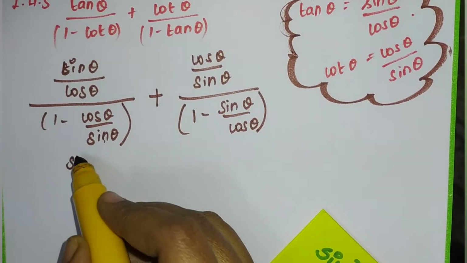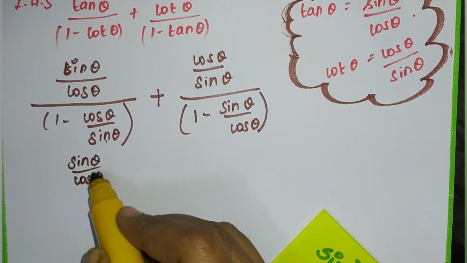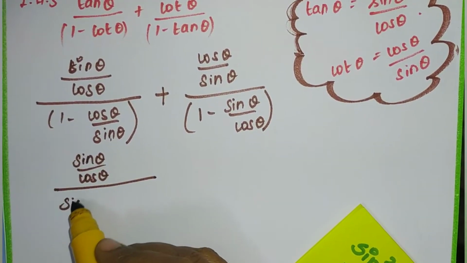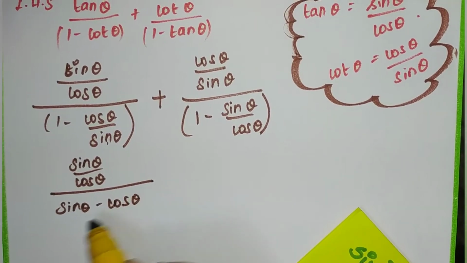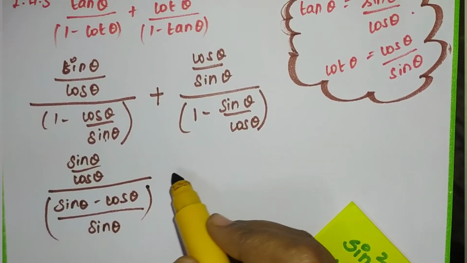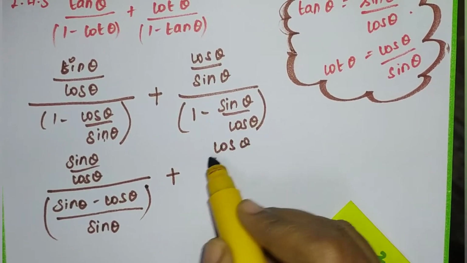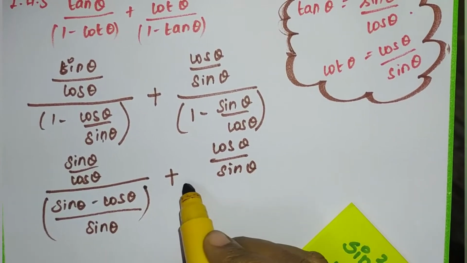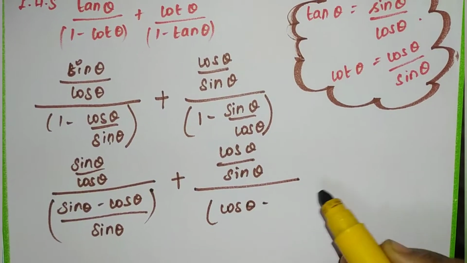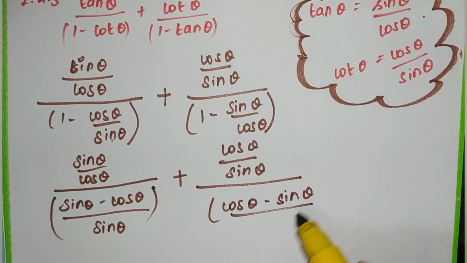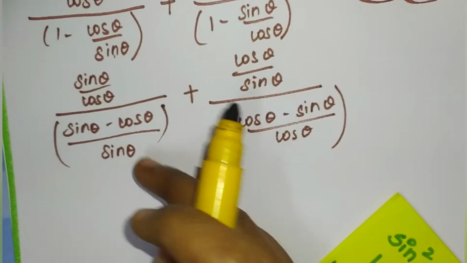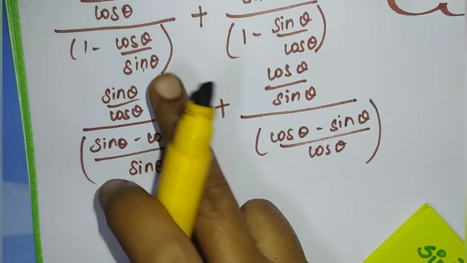Clear? So keep the sin theta divided by cos theta as it is. And then take a LCM. So sin theta minus cos theta divided by sin theta. Clear? Then plus cos theta divided by sin theta, whole divided by, take a LCM, cos theta minus sin theta divided by cos theta. Clear? And then now multiply this one with sin theta and cos theta.